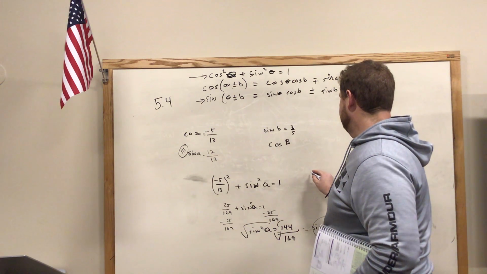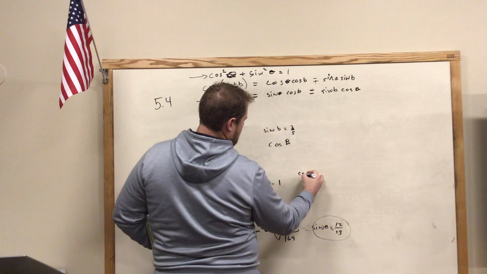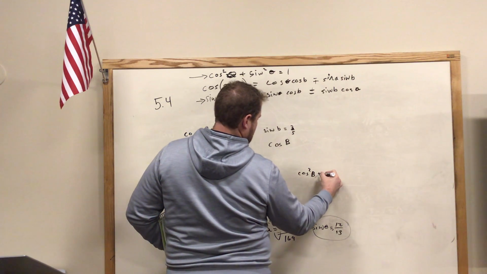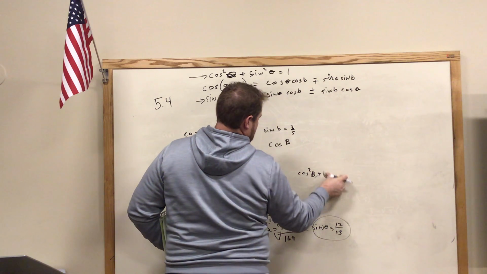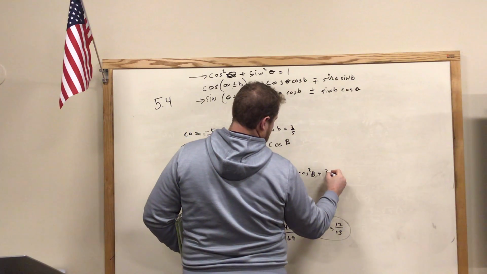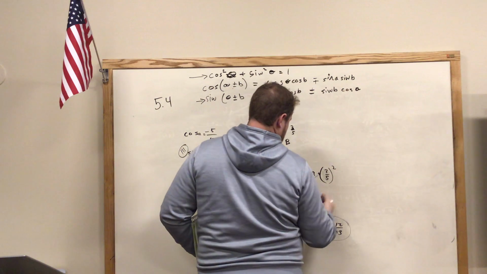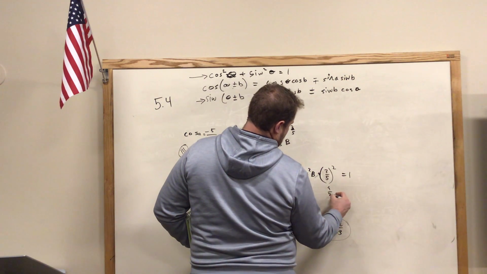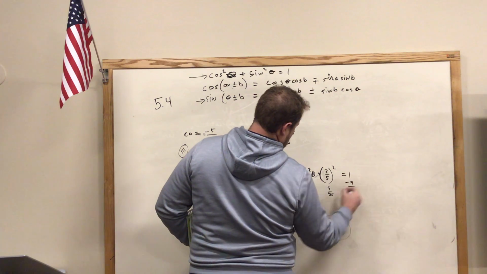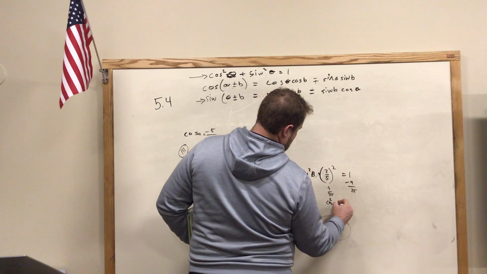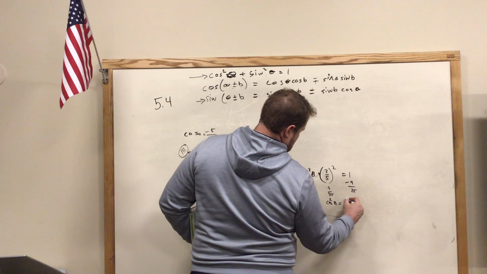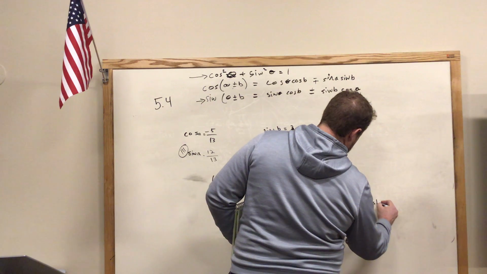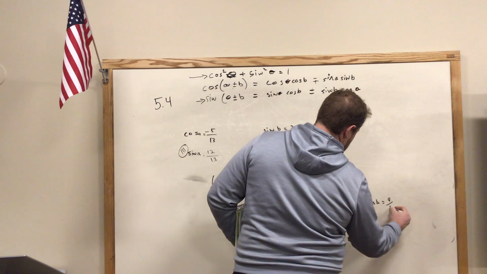It's going to be cosine squared B plus 3/5 squared equals 1. So that's 9 over 25. Subtract 9 over 25, and cosine squared B equals 16 over 25, which means cosine B equals 4/5.